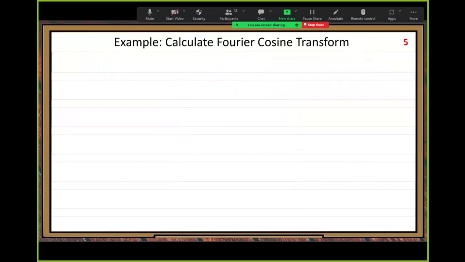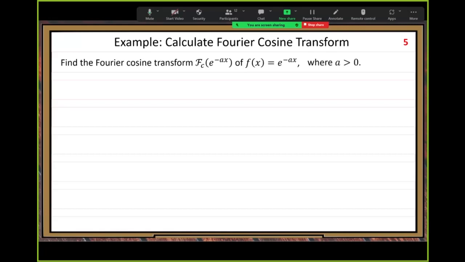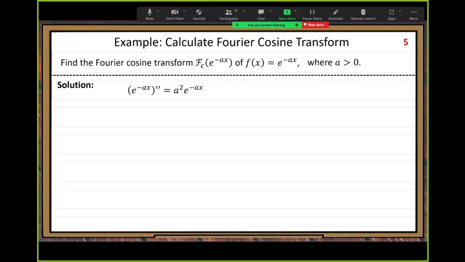Example: calculate the Fourier cosine transform. Let's calculate the Fourier cosine transform for this function f, e to the negative ax. Here we use the properties. Solution: the property we know is the second derivative. Here we want to use the second derivative, not the first derivative. We use the second derivative formula, not the first derivative formula.